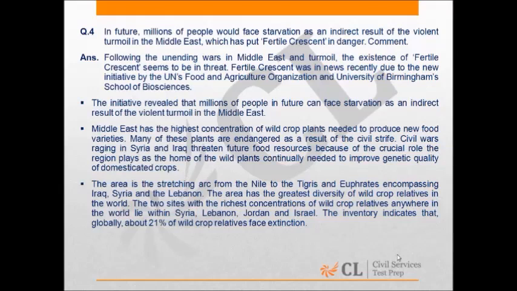Now come to question number 4. In future, millions of people would face starvation as an indirect result of the violent turmoil in the Middle East, which has put the Fertile Crescent in danger. Comment. Some introduction about the Fertile Crescent. The Fertile Crescent is a crescent-shaped region containing the comparatively moist and fertile land of Western Asia and the Nile Valley and Nile Delta of Northeast Africa.